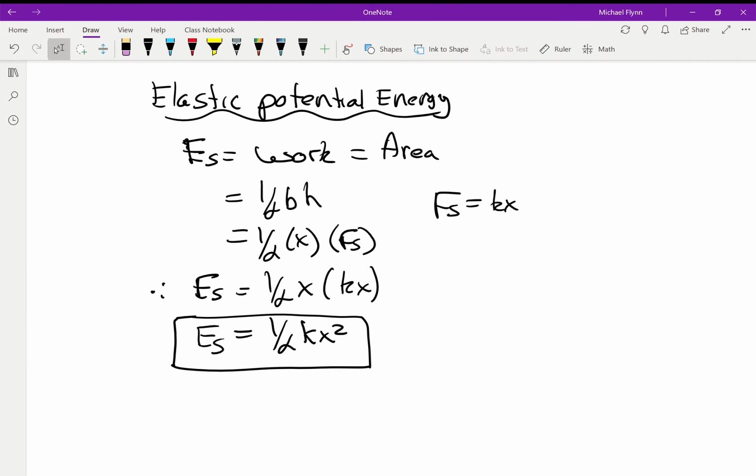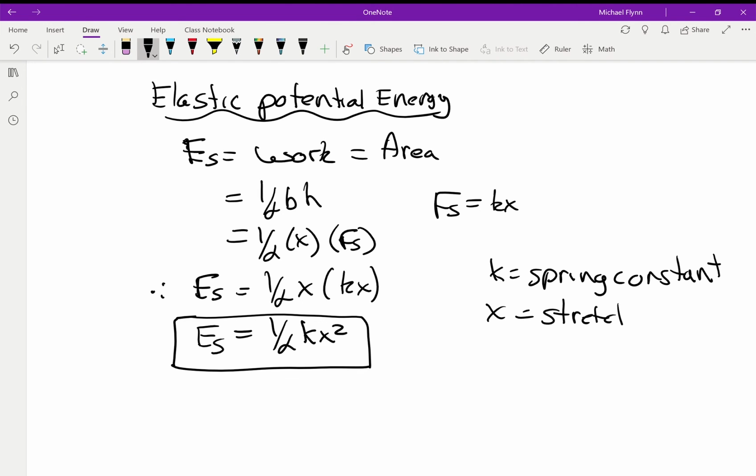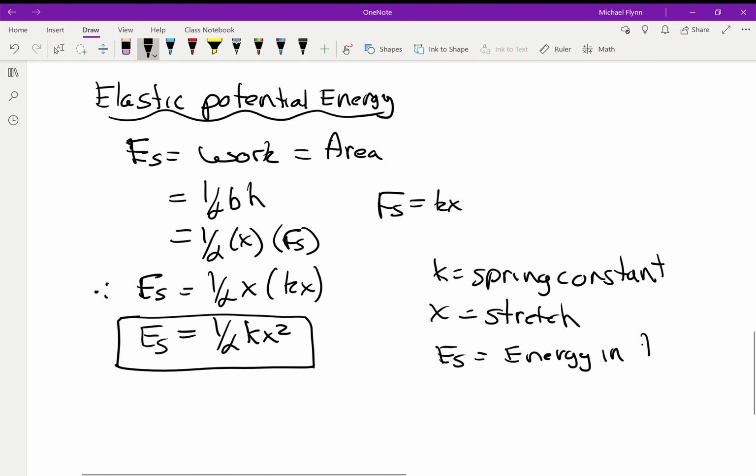Now k, of course, is the spring constant. It's the slope of that line, okay? So in our case, that spring constant was 17.7 newtons per meter. So that's what k is. x is the stretch, and Es is the energy in the spring. So that's Hooke's law.